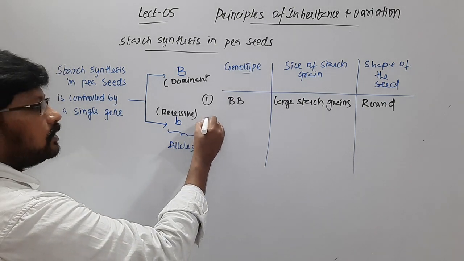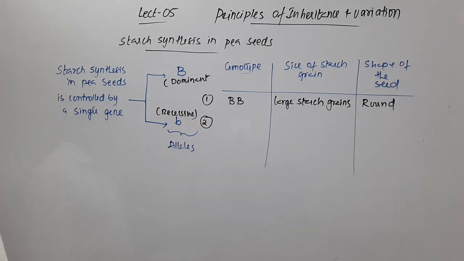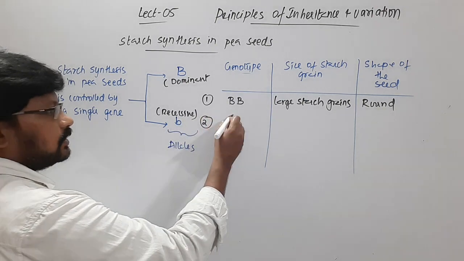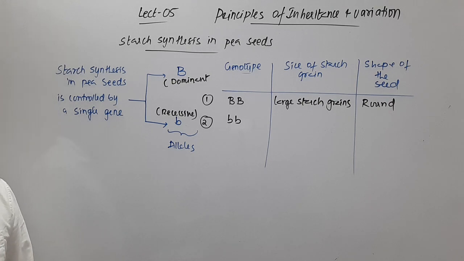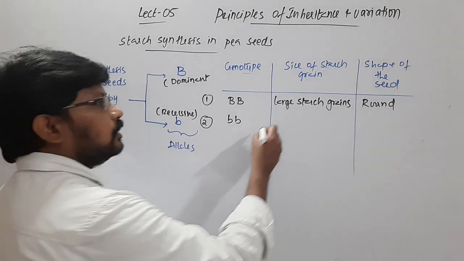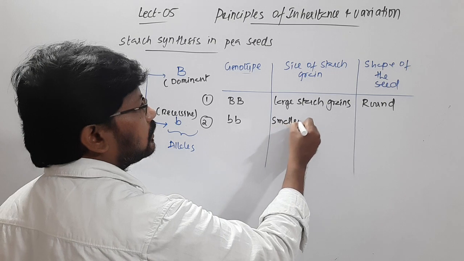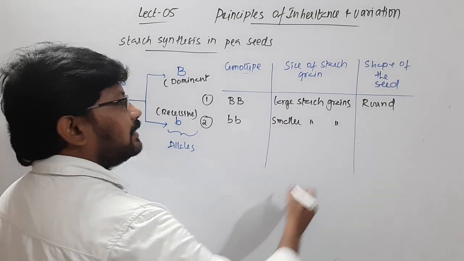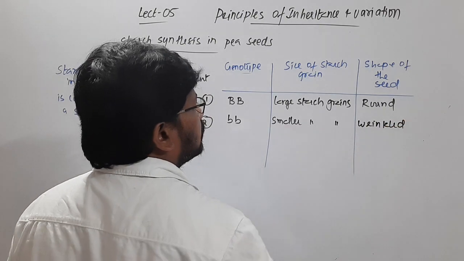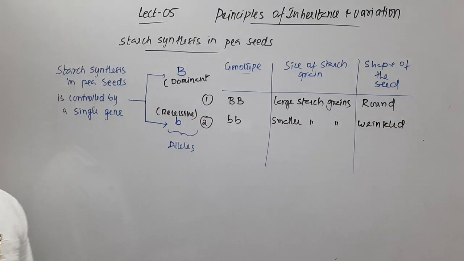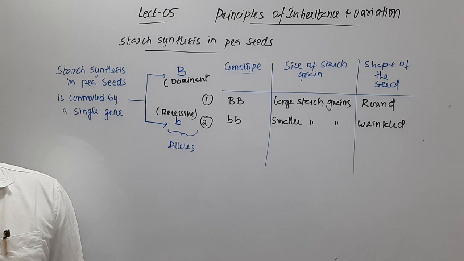Then coming to the next condition, when it inherits both the recessive alleles, that is small b and small b, in this condition it produces smaller starch grains, and this will result in a wrinkled shape of the seed.